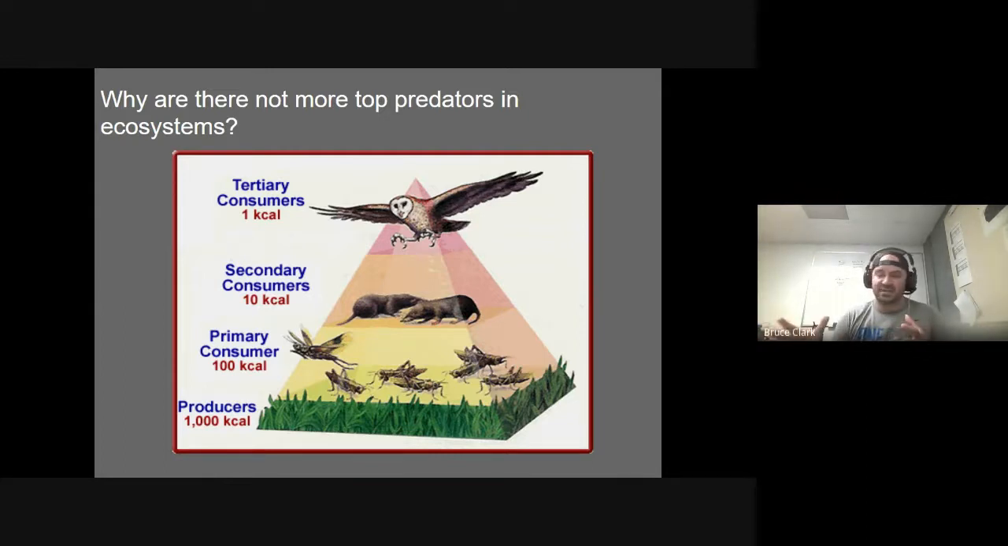We look at here that 10% energy transfer rule is fairly universally accepted as a working number. Producers produce 1,000 kilocalories. Those consumers get 100 of them. Those secondary consumers get 10 of those. And then the tertiary consumers, that last layer, is going to get only one of those original 1,000 calories. So in this particular look, the amount of grass and insects and shrews, maybe, that are needed to keep one barn owl alive is immense. And that's why we don't see tons of top predators in ecosystems.